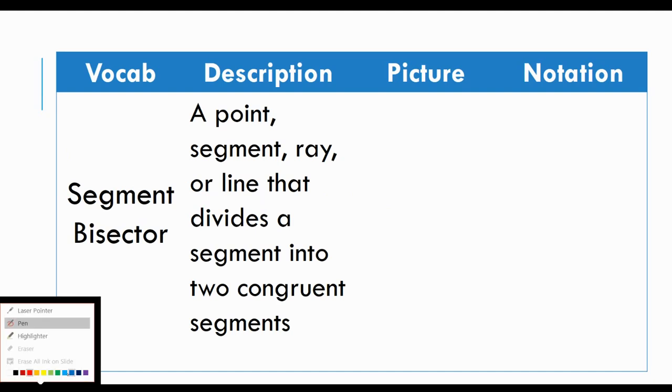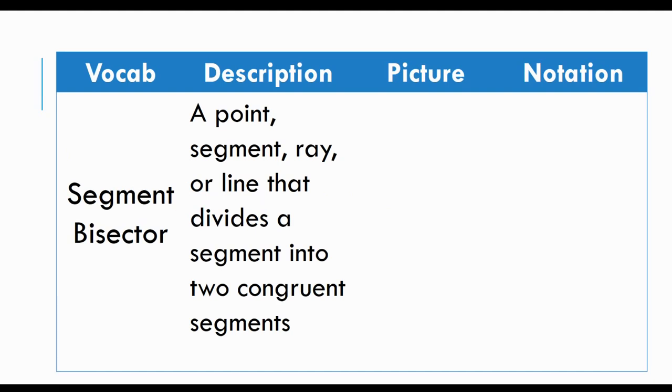And our first vocab word is segment bisector. It's a point, segment, ray, or line that divides a segment into two congruent segments. To show what it means with a picture, I've got a segment. Remember, a segment starts at a point and ends at a point, so I'm going to call that segment AC. It can be a point, a segment, a ray, or a line that divides this segment.